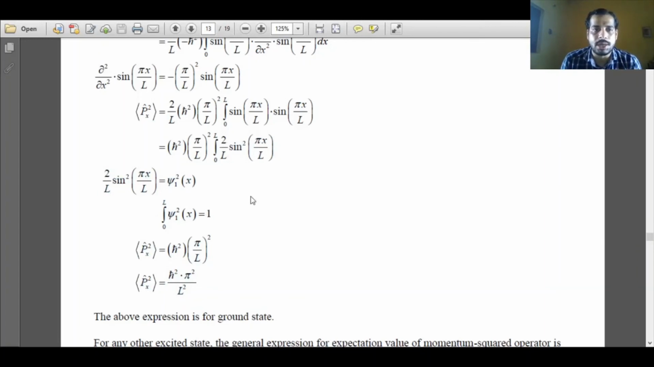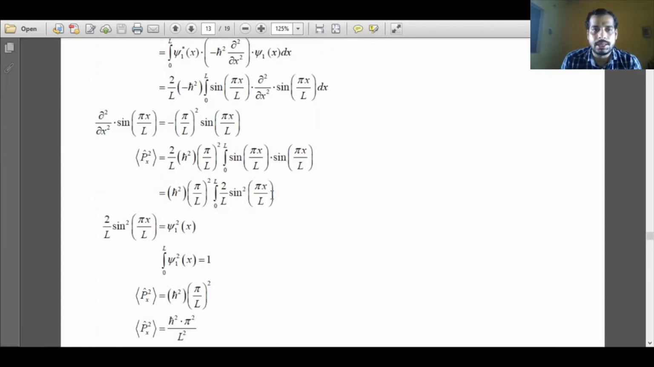Because my psi is what? Psi is root over of 2 over L sine pi x over L, that is psi 1, and here sine square is there plus 2 over L is there. So this is psi 1 square. That is integrated from 0 to L, and the dx term is missing here, the dx term will be there. So 0 to L, or over the whole space, particularly in a one dimensional box, means the length starts from 0 to L, and this is psi 1 square x.